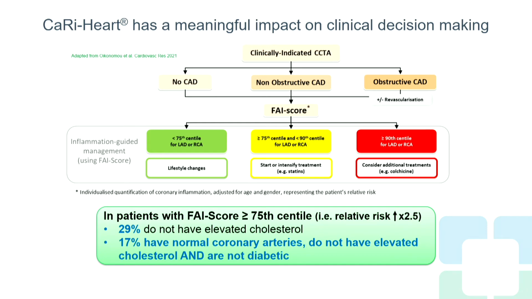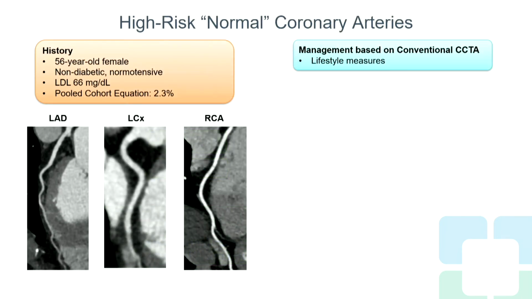So the reality is people with more than 75th percentile, 29% do not have elevated cholesterol, and 17% have ostensibly normal-looking coronaries and are not diabetic and no significant cholesterol issues. So let's go through some examples.